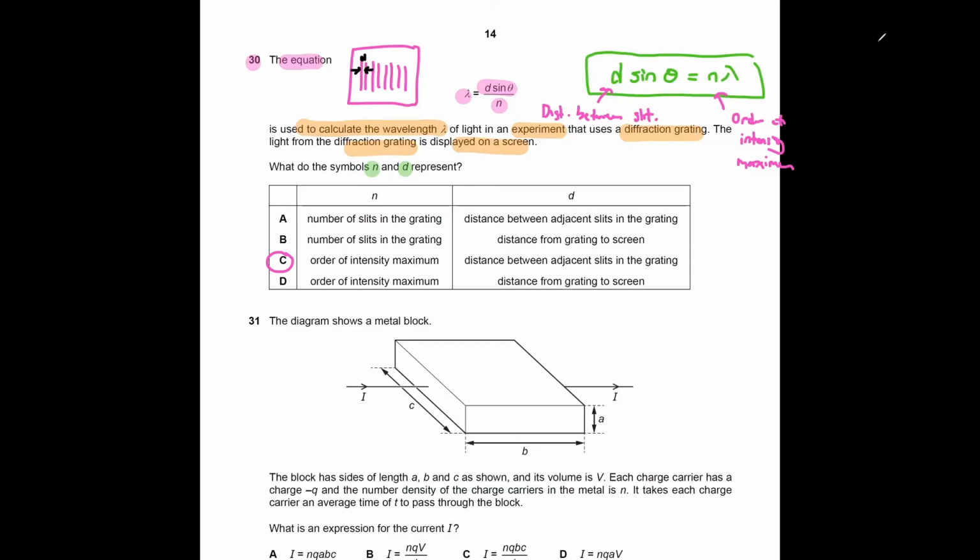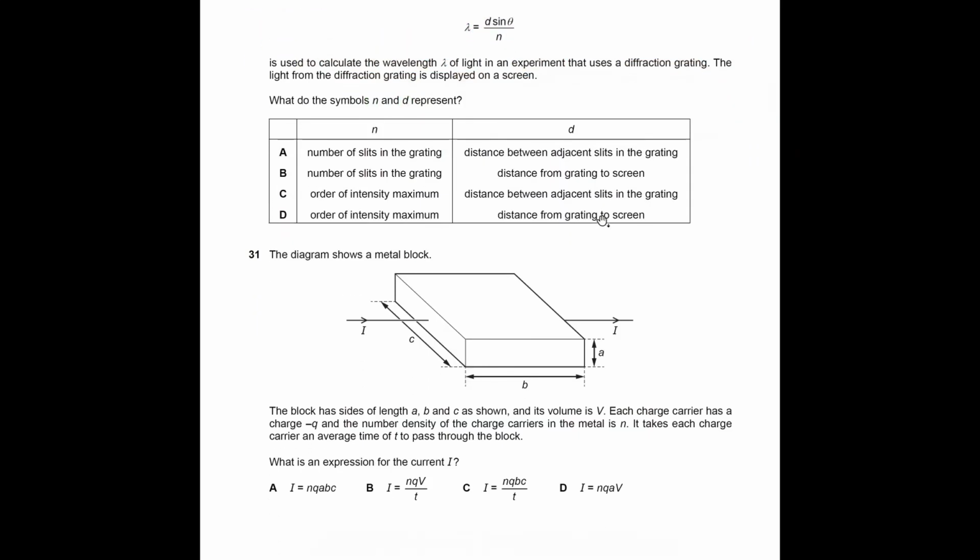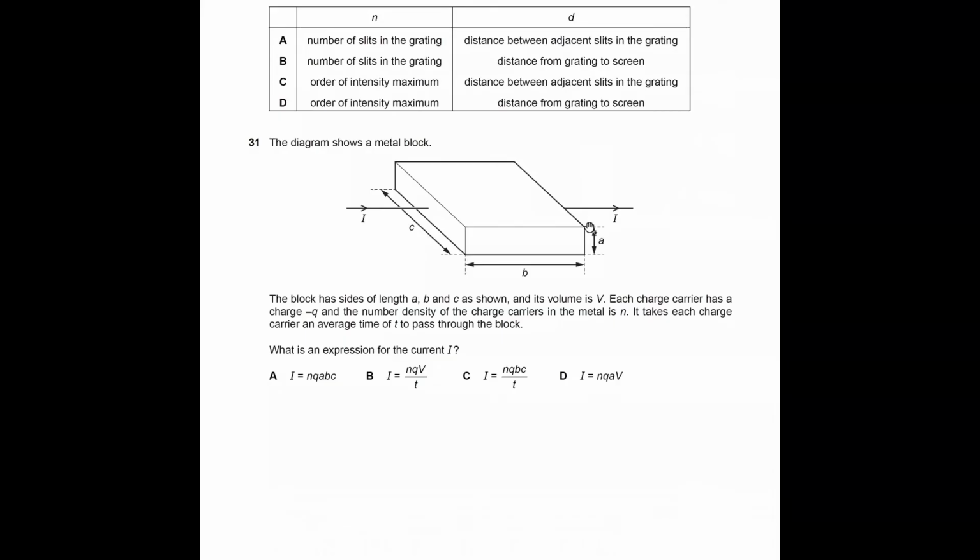So if you're okay with that, then let me just go on to question 31. Okay, now question 31. The diagram shows you a block of metal. The block has sides of length A, B, C as shown, and its volume is V. Each charge carrier has a charge of negative Q, and the number density of the charge carriers inside the metal is N. It takes each charge carrier an average time of T to pass through the block. What is the expression for the current I here?